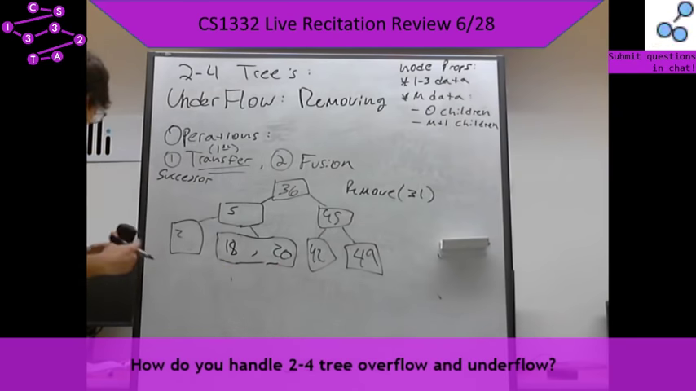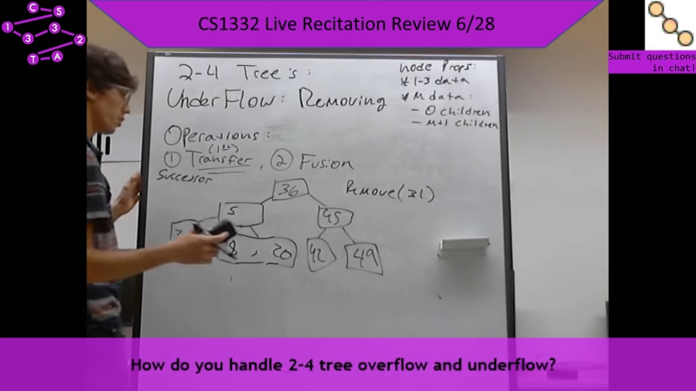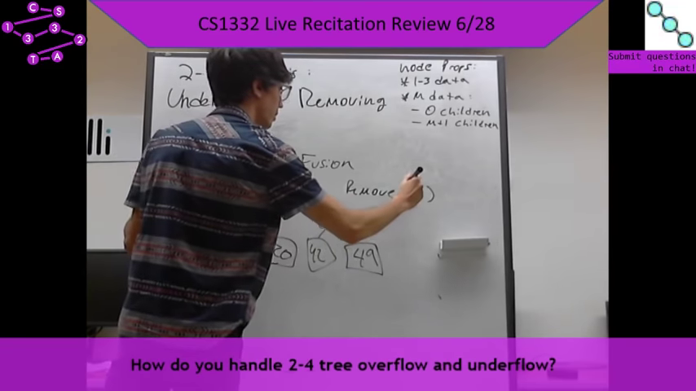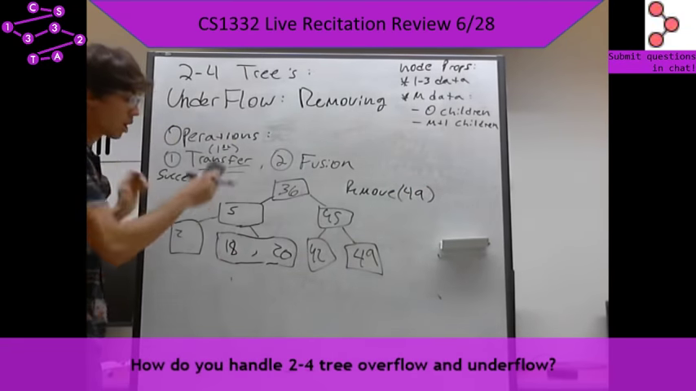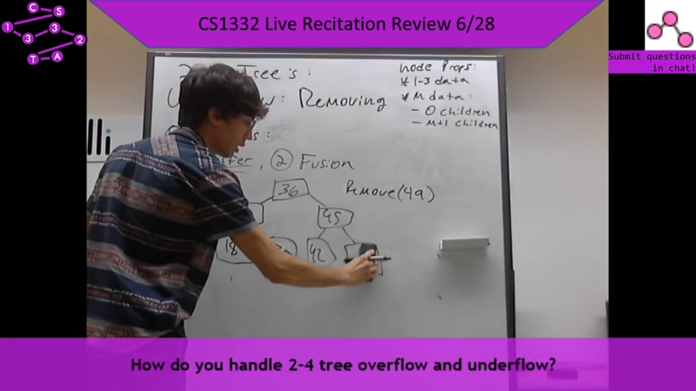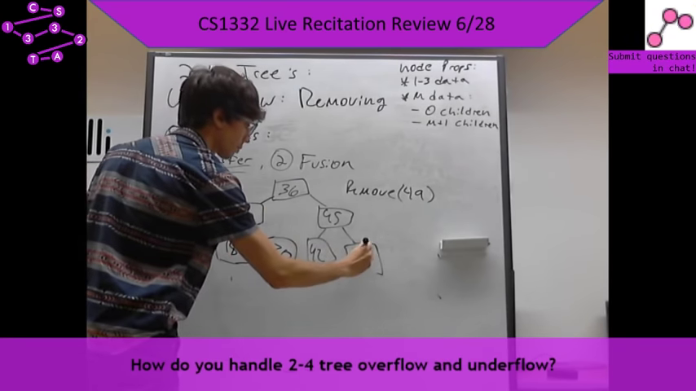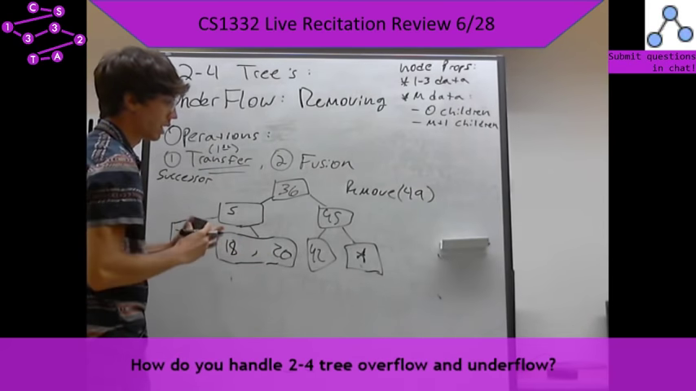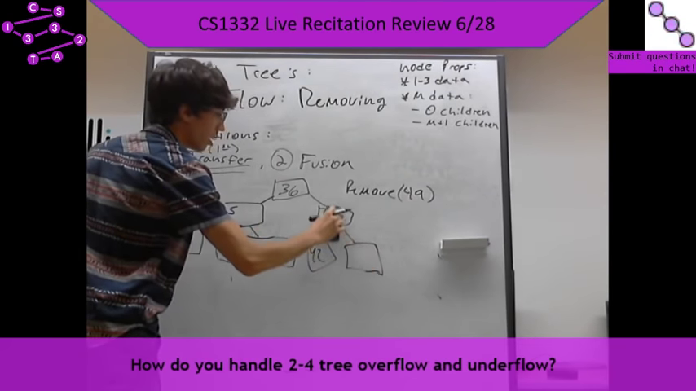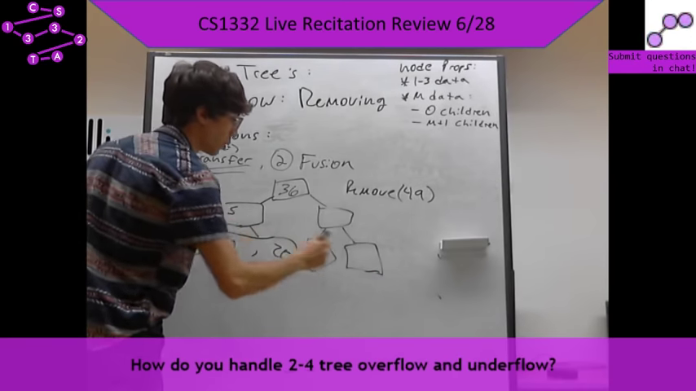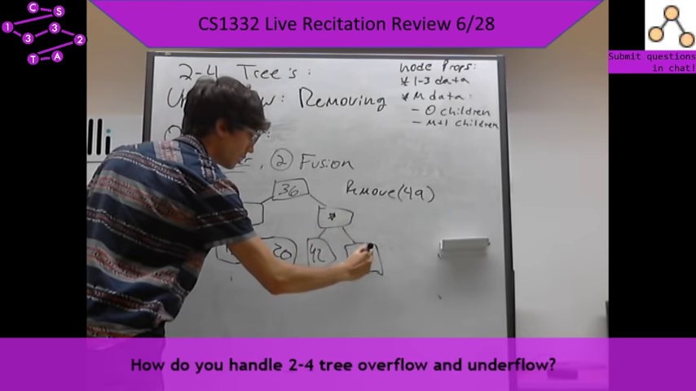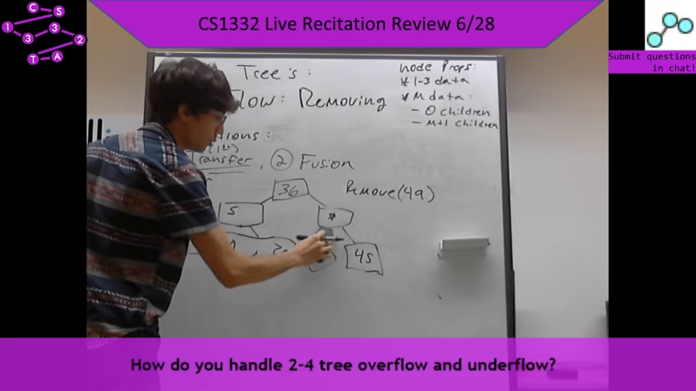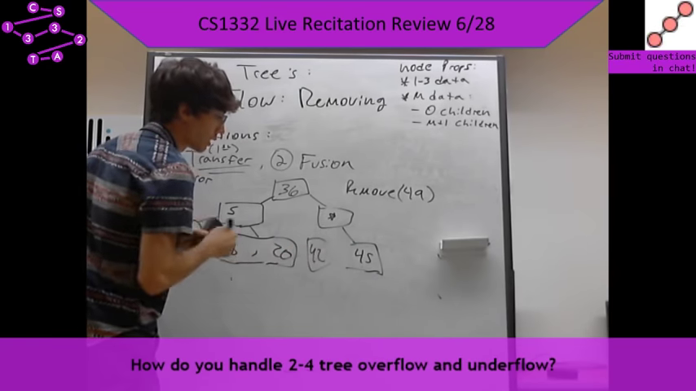But now I want to show you why we prefer transfer to fusion. So this time, let's remove 49. When we remove 49, we'll recurse through the tree. We get underflow right here. Again, we check if we can do transfer. It's not possible, unfortunately. So we'll do a fusion in which we pull down data from the parent and we fuse it with its adjacent sibling.